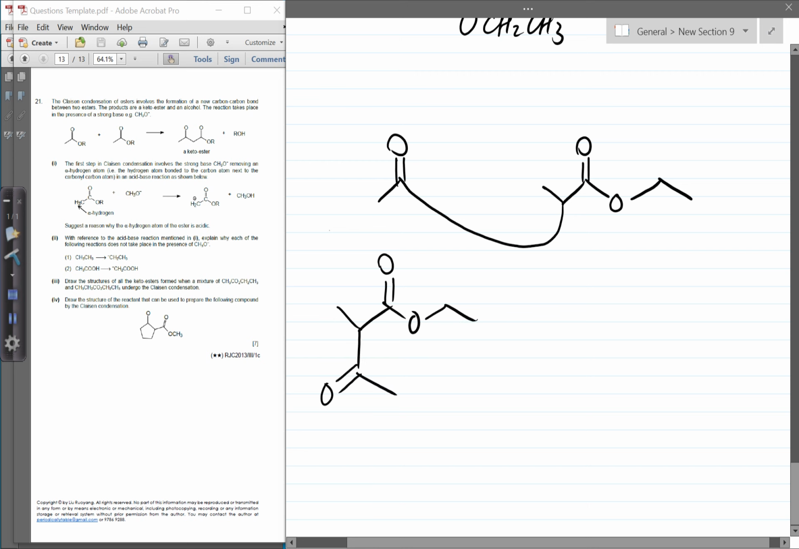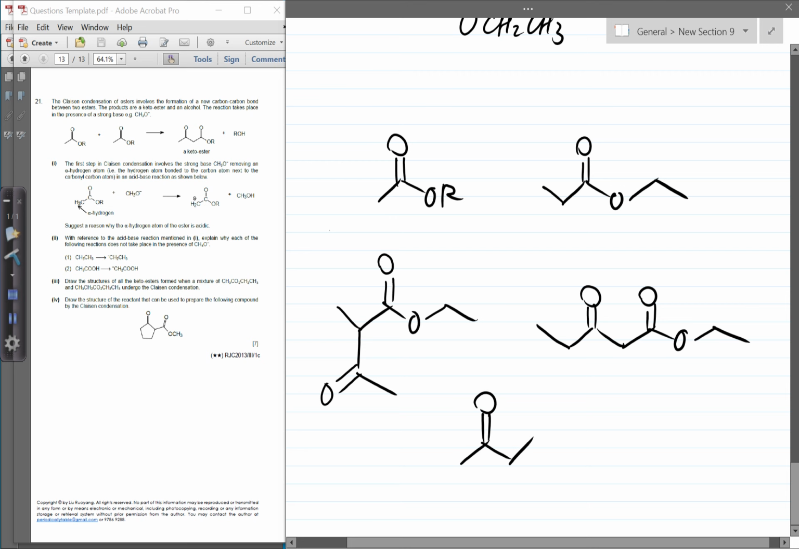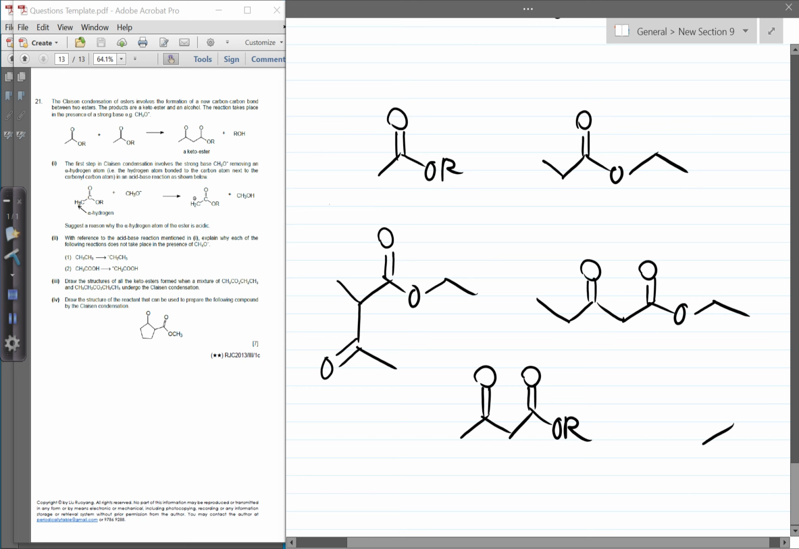This is 1. Another way is this attack here. So same thing, I remove this OR, attack this, and then I attach it here. So for this one, I'll add this. This is my second product. This shows that these 2 products are different, if you didn't realize. And of course, it reacting with itself, this one is quite straightforward. You have this, and this reacting with itself, which gives you this.